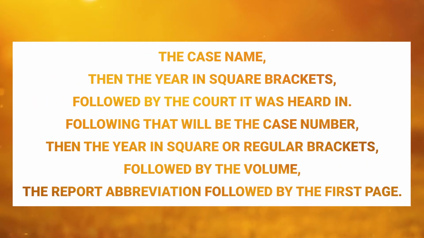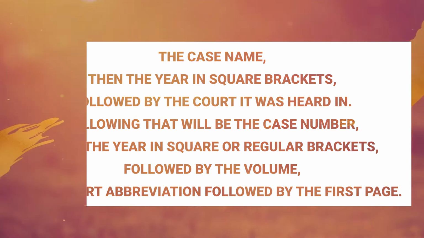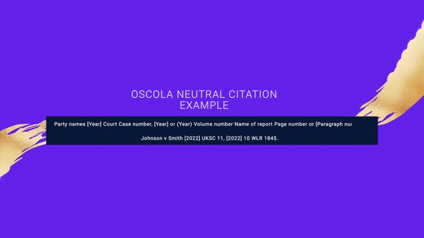So here's how to reference a primary source for the OSCOLA requirements. A case with citations that include a neutral citation will be written like this. The case name, then the year in squared brackets, followed by the court it was heard in. Following that will be the case number, then the year in square or regular brackets, followed by the volume, the report abbreviation, followed by the first page. Please pause the video to see an example.